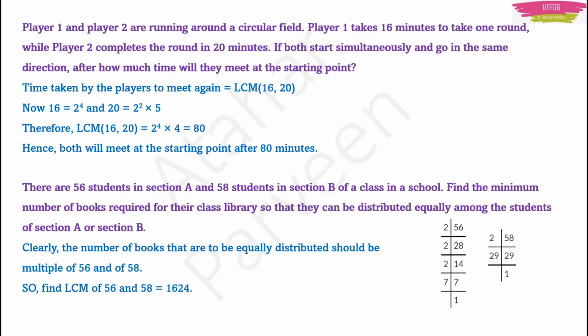Now find the LCM of 56 and 58. Either you take the LCM separately or you take it together. You will get the same answer. It will be 1624. Now these 1624 books are required in that library to distribute among the students of section A or section B. Okay. So this is all about your chapter number system.